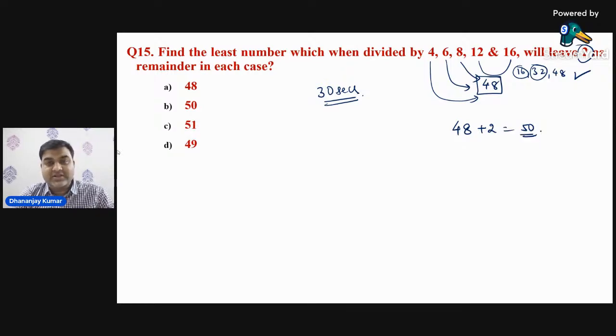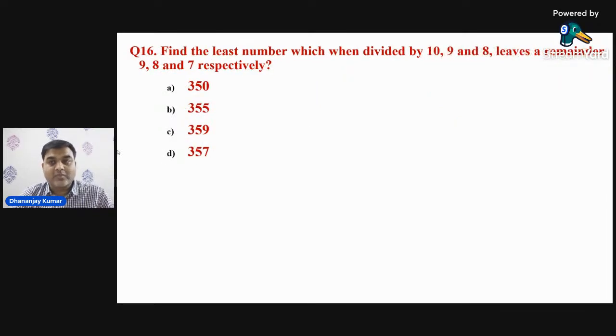Parallelly, let's see the next sum. Okay, this sum, try answering this sum, my dear friends. The question is, find the least number which, when divided by 10, 9, 8, leaves a remainder 9, 8, and 7.